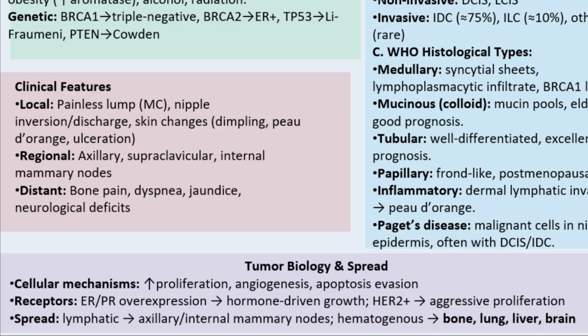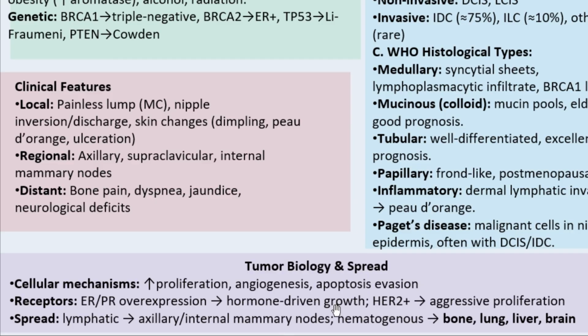So the tumor's biology and spread is that we have cellular mechanisms that increase proliferation, angiogenesis, and apoptosis evasion, which means the cells do not die after they are formed. That is apoptosis evasion. Then receptors are overexpressed. The tumor tends to overexpress estrogen and progesterone receptors. Remember, these hormones are everywhere in the body, so if you're ever expressing these receptors, the hormones are going to go there, and then we have aggressive proliferation.